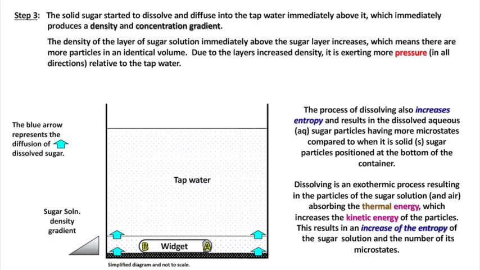Dissolving is an exothermic process resulting in the particles of the sugar solution and air absorbing the thermal energy, which increases the kinetic energy of the particles. This results in an increase of the entropy of the sugar solution and the number of its microstates.